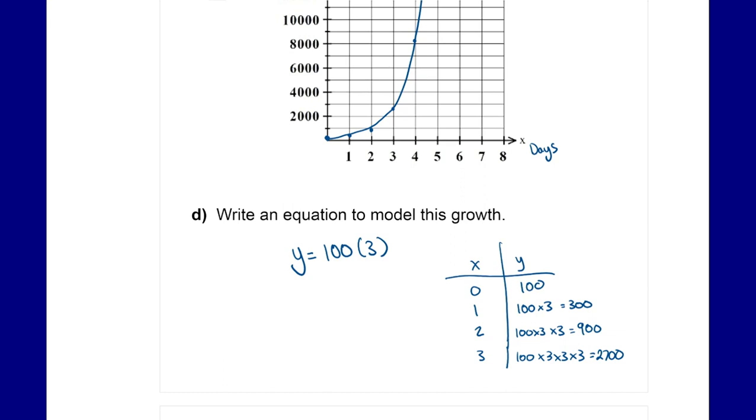When we multiply something by itself over and over again, that's the same thing as having an exponent. In this case, we don't know what the exponent is going to be because we don't know how many days we're looking at. So our exponent is going to be our x variable. And so the equation to represent this growth would be y equals 100 times 3 to the power of x.